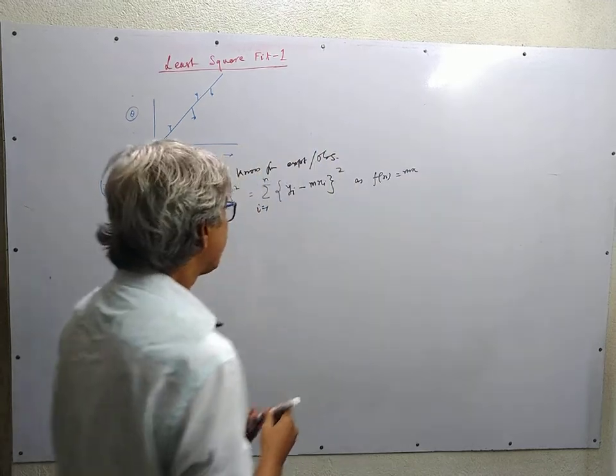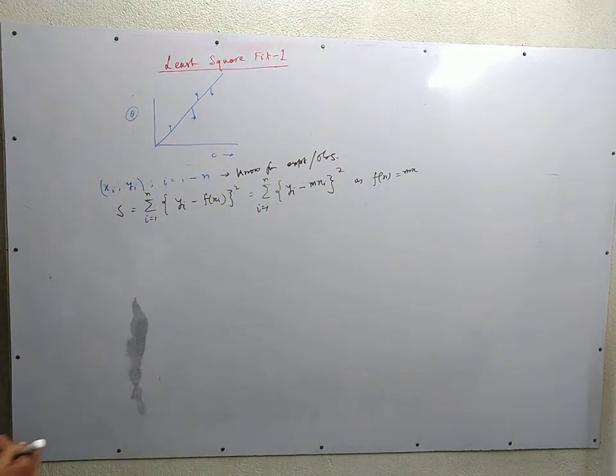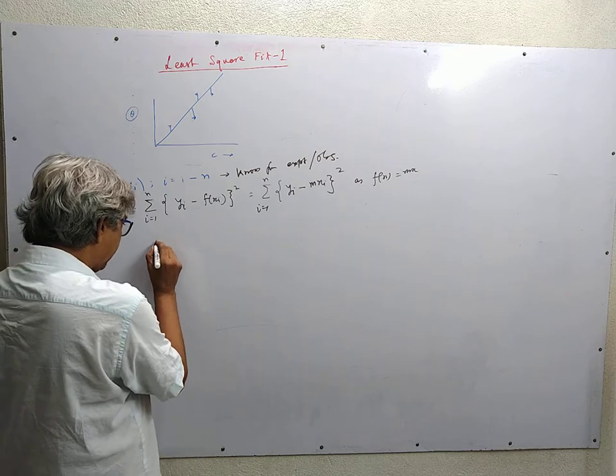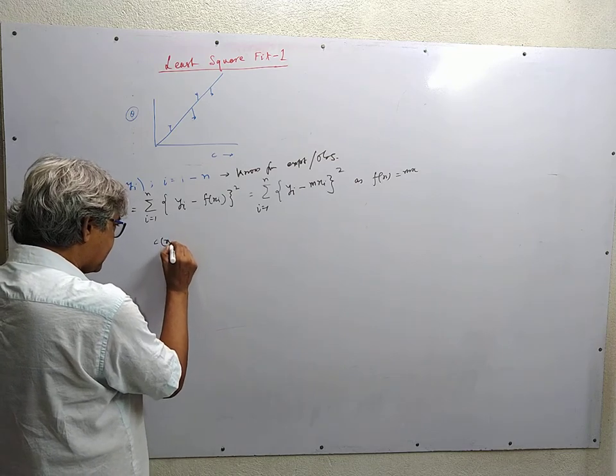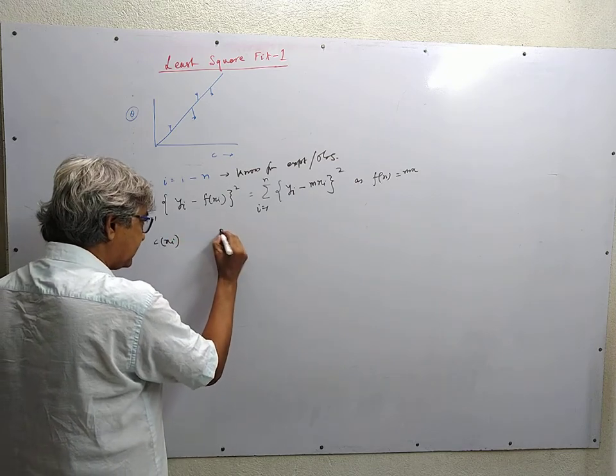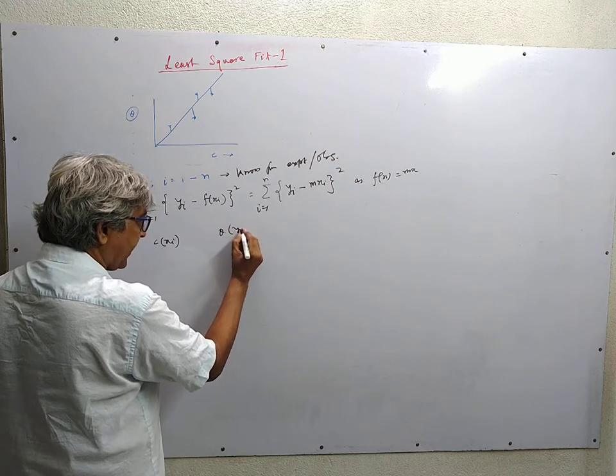Let me explain this form again. Say we have the concentration values which are xi over here, and the theta values which are yi over there.